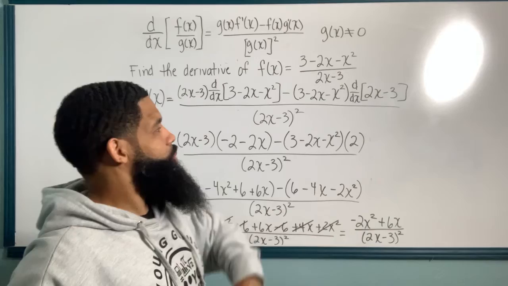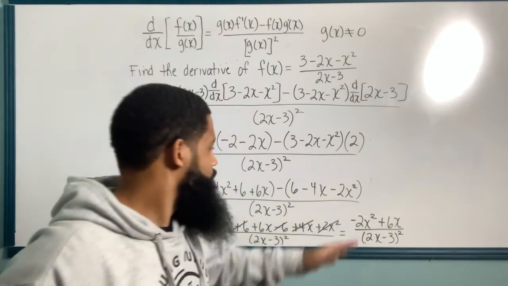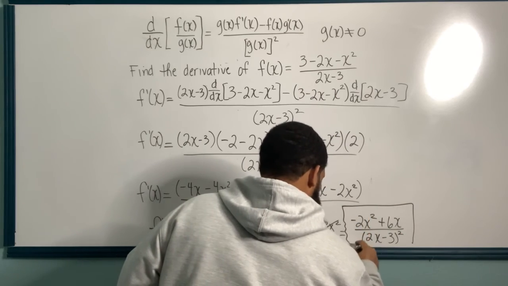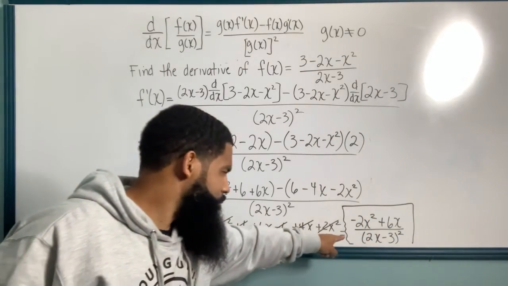3 minus 2x minus x squared over 2x minus 3. I know it's small, but let me help you out so you can see that. Zoom in.